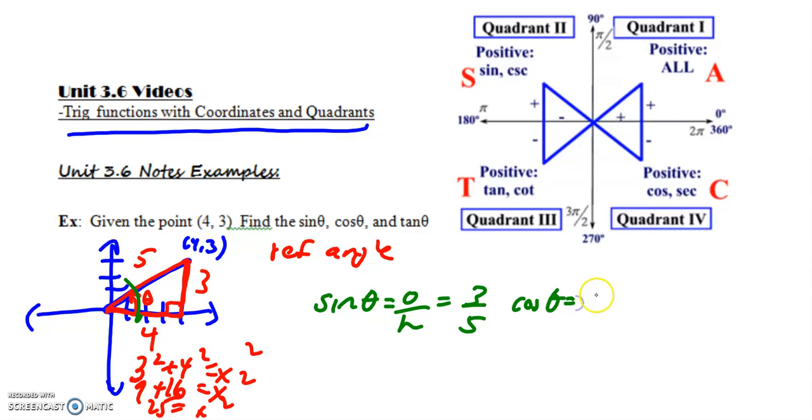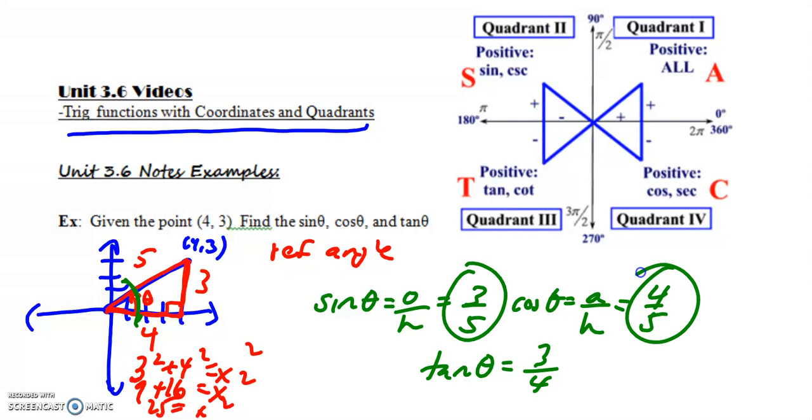Cosine of theta, adjacent over hypotenuse in this triangle, would be 4 over 5. And tangent of theta, using this as a reference, would be opposite 3 over adjacent 4. And so these would be our 3 ratios. Again, reminder from the first couple videos that you're plugging an angle in and you're getting a ratio out.